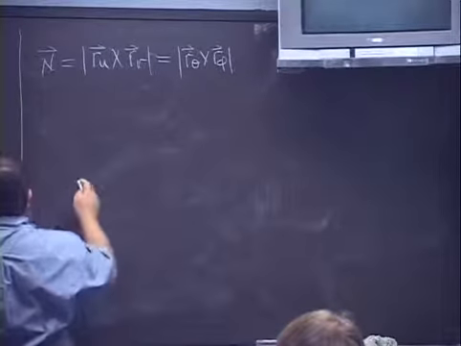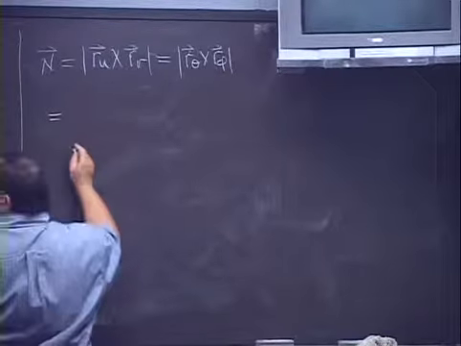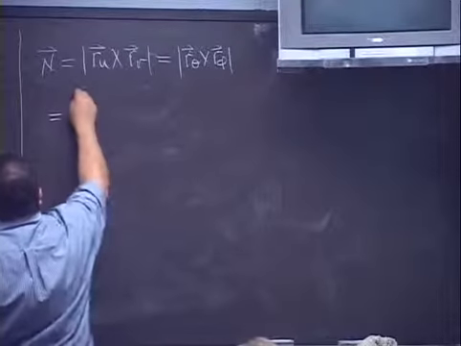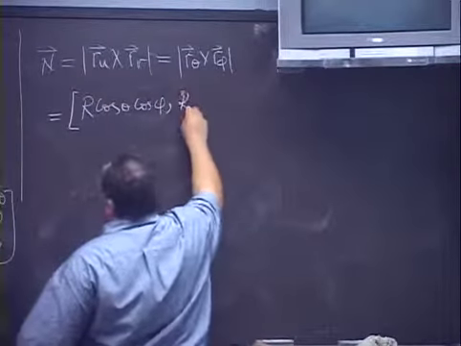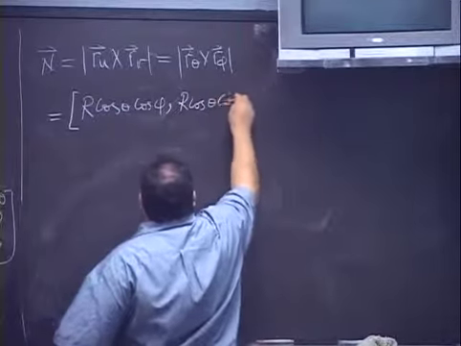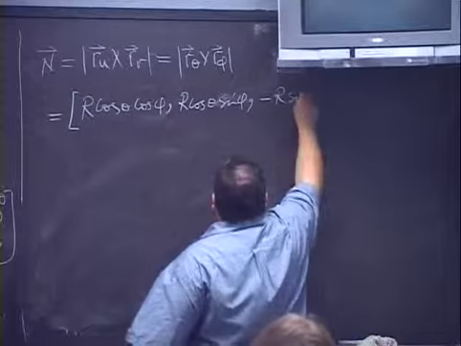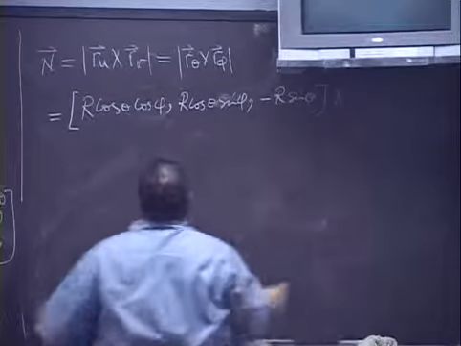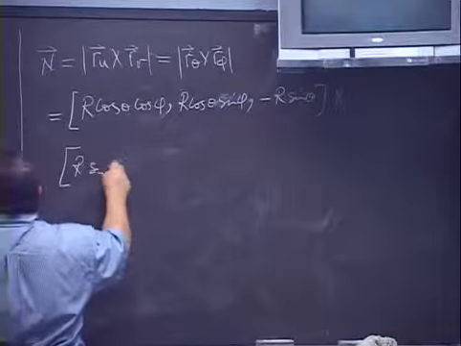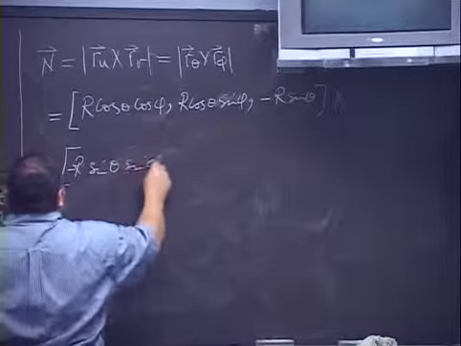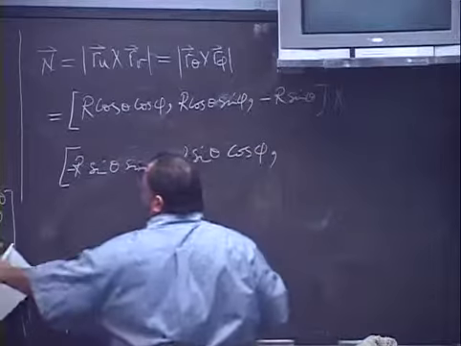So now, what's r_theta? If you differentiate this with respect to theta, this will give you R cos theta cos phi, R cos theta sin phi, and the last one is minus R sin theta. This is crossed with r_phi, which is minus R sin theta sin phi, R sin theta cos phi, and zero for the last component.